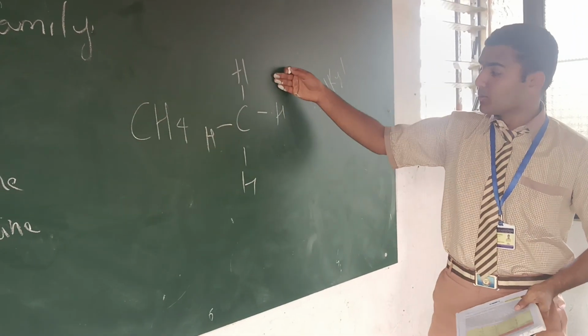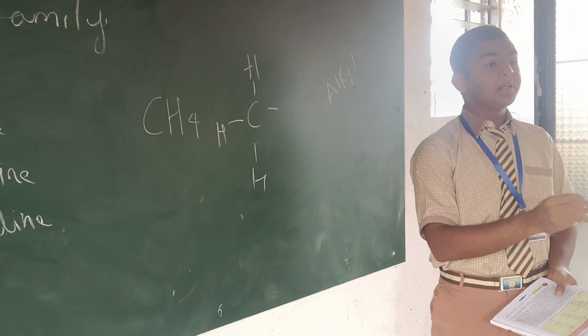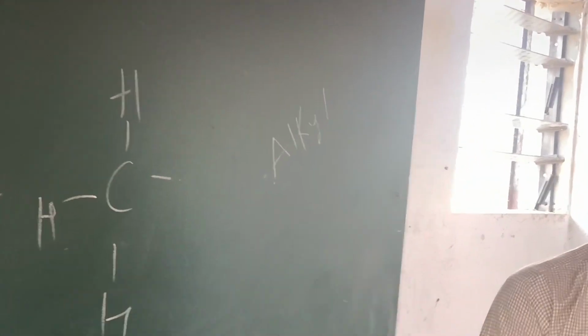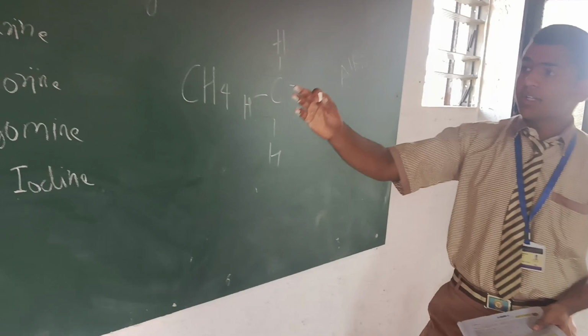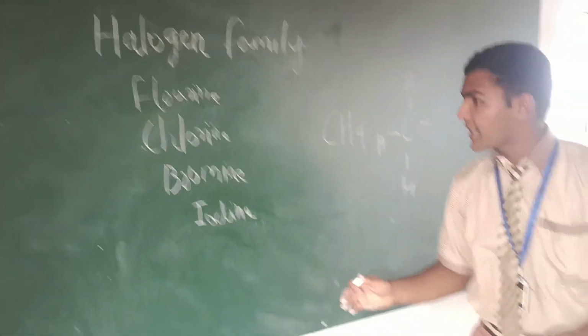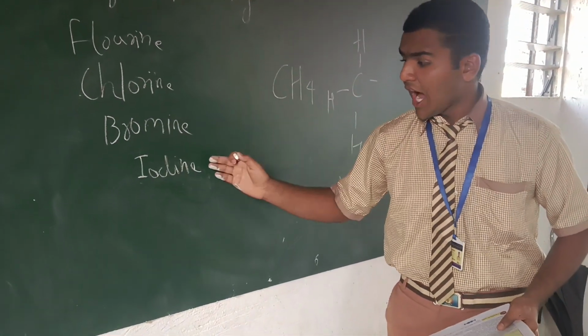But when we remove this hydrogen atom from it, it becomes an alkyl group, and those alkyl groups form the functional groups. So the first functional group is the halogen family, and we have added some atoms for it: fluorine, chlorine, bromine, iodine.